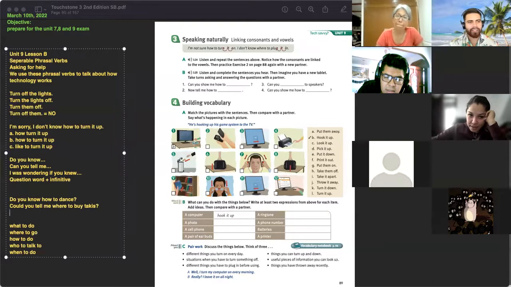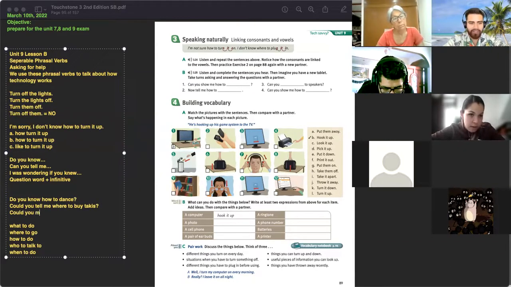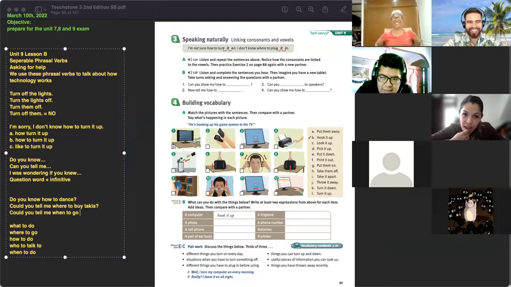Let's see. Another one. This one is from Melissa. Melissa, ¿me podrías decir cuándo ir a la tienda? Can you tell me when to go? To the store. To the store, yeah. Can you tell me when to go to the store? Nice. Bueno.